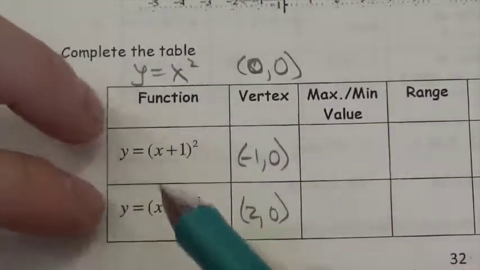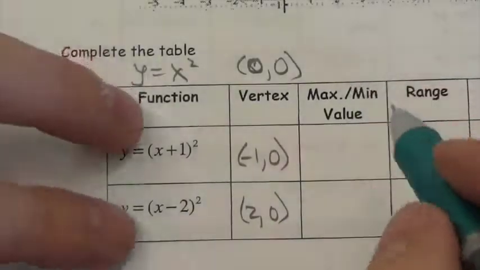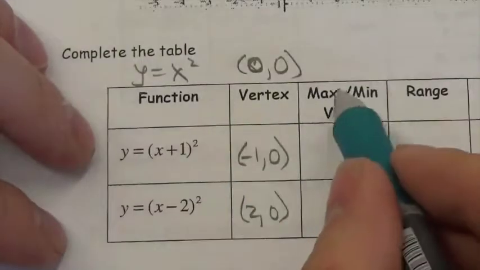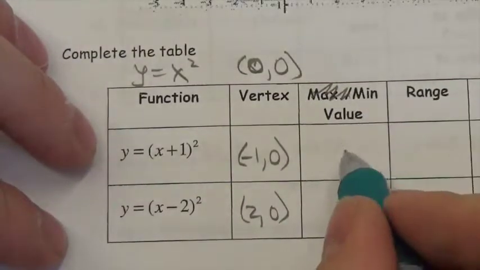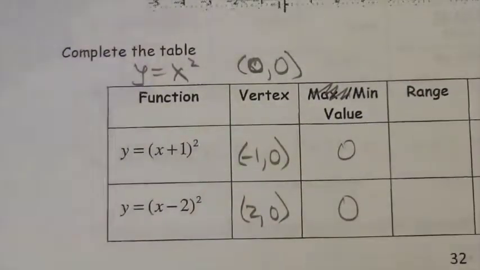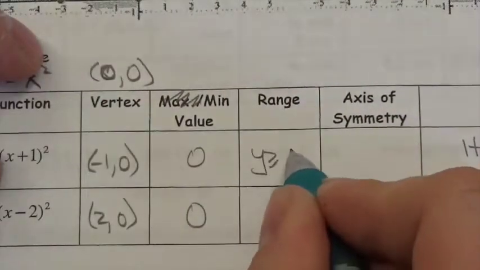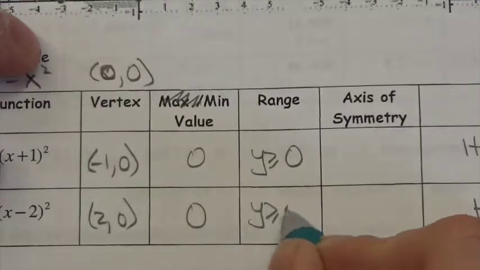In both of these cases, I have no reason to believe these parabolas do anything other than open up. So each one of these is going to have a minimum value of 0. That's the y coordinate. The range, for the same reason, is y is greater than or equal to 0.